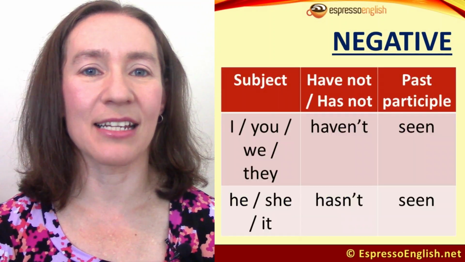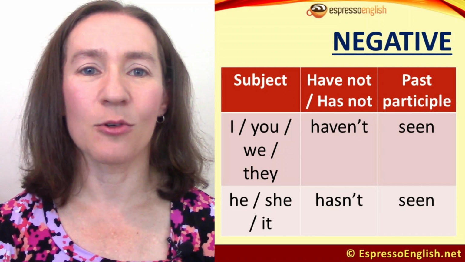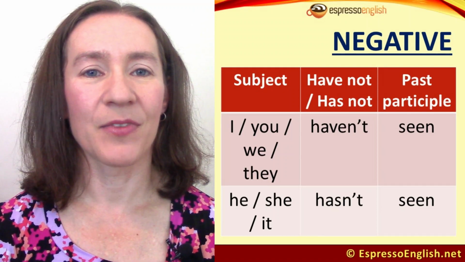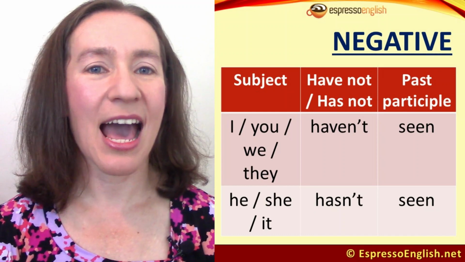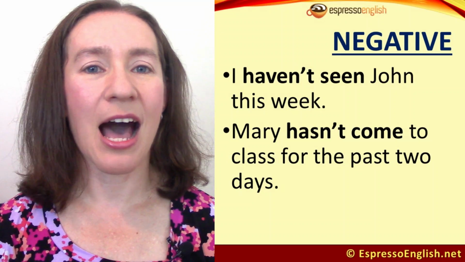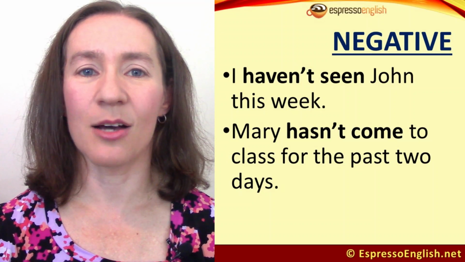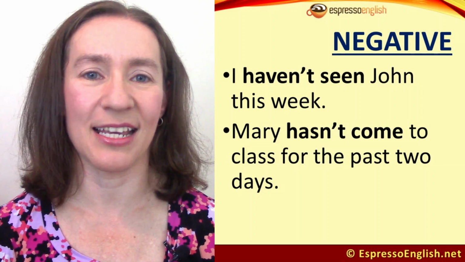To form negative sentences, we have I, you, we, or they haven't or have not seen. He, she, or it hasn't or has not seen. For example, I haven't seen John this week. Mary hasn't come to class for the past 2 days.